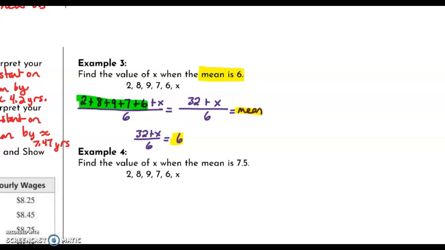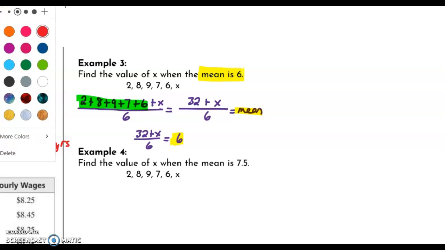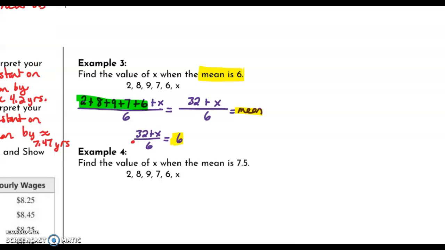That's the hard part. Now we solve, and once we get in the rhythm of solving, it won't be very hard. So the first thing we need to do is get rid of the 6 on the bottom. So it's dividing by 6, so I'm going to multiply by 6. And what I do to one side, I must do to the other. So 6 times 6 is 36.